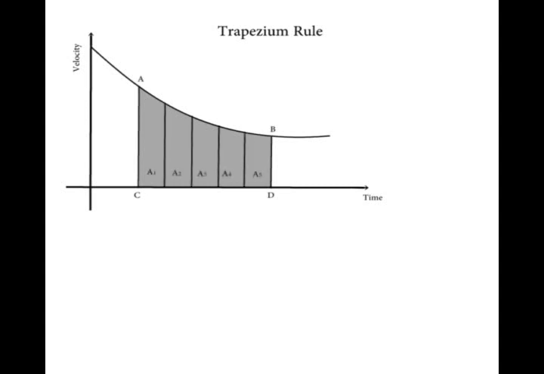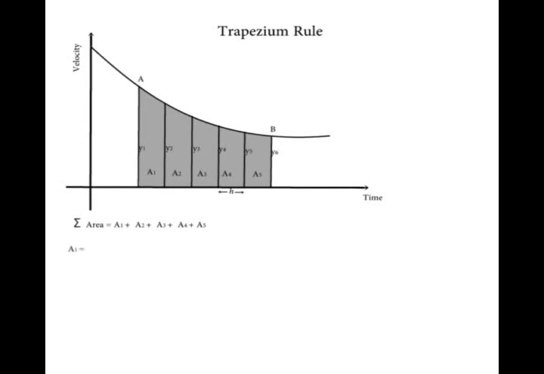The vertical lines are called ordinates. We have ordinates y1, y2, all the way to y6. The width of each small portion is h units. If we assume the units to be small trapezia, we can find the area of each one of them and then add them up to get the total area of the shaded part.